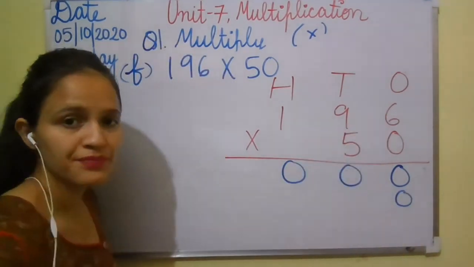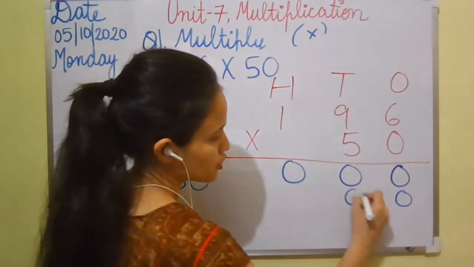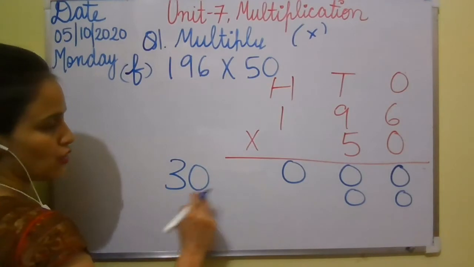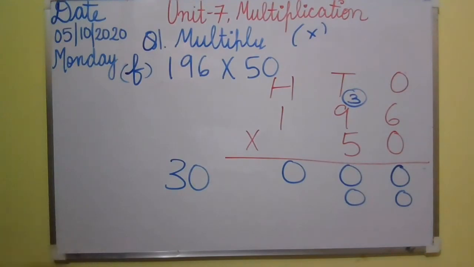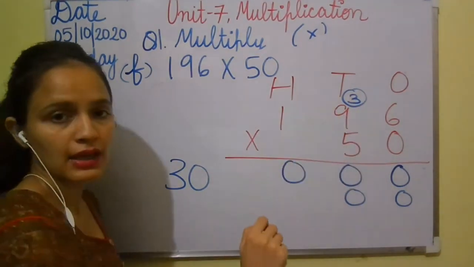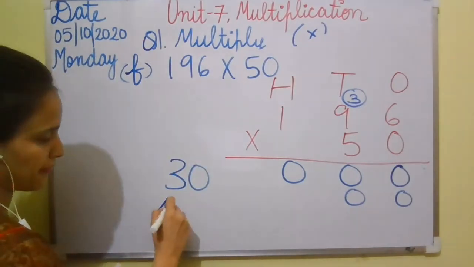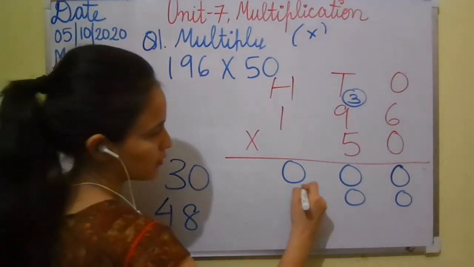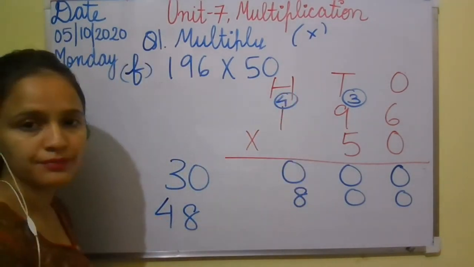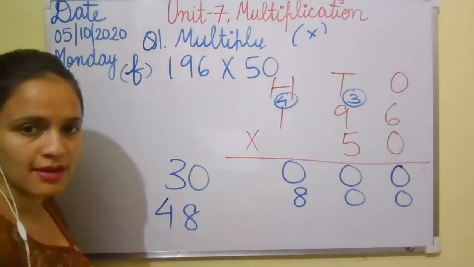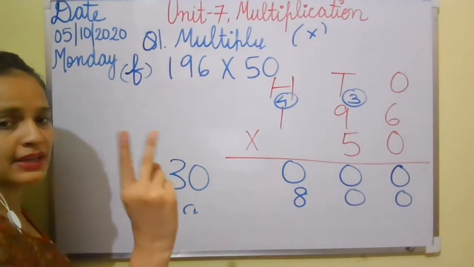Now 5 6s are 30. Okay, so in 30, 0 is in ones, so we are going to write it down as it is. 0 here and 3 will go above 9 as a carryover. 5 9s are 45. 45 plus 3, 46, 47, 48. Okay, so 48. In 48, 8 is in ones, so 8 will remain here and 4 will go above 1 as a carryover. Okay, now 5 ones are 5, 5 ones are 5 plus 4, 6, 7, 8, 9.